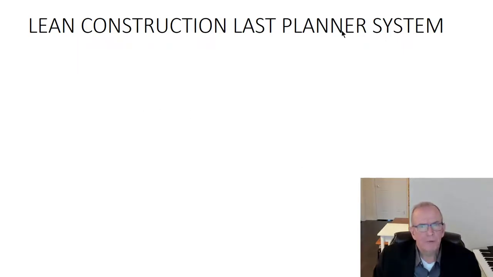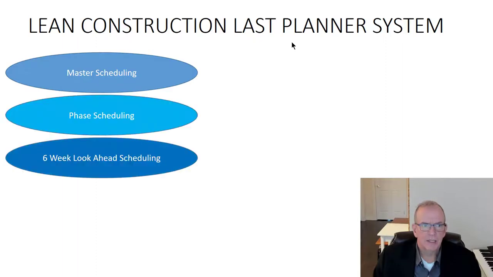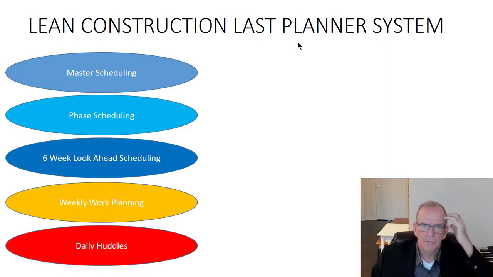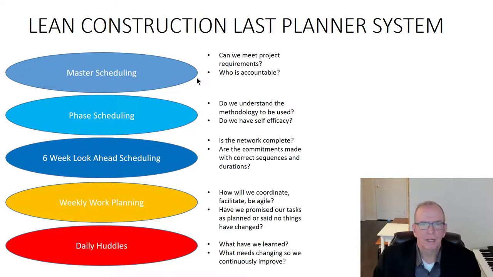So one other key component, there's a lot of things I can't cover in this single lecture, but another key component of lean construction is the Last Planner system. That really separates it out from lean manufacturing. It's a super process that was developed by Ballard and Howell early on with how do we get better engagement, how do we get better reliability in our scheduling process, because it's a big problem in construction. So master scheduling, can we meet project requirements? Who are we going to have that's going to be involved in this project so we can get their engagement early on? Phase scheduling, do we understand the methodology to be used? How do we build confidence in the system?